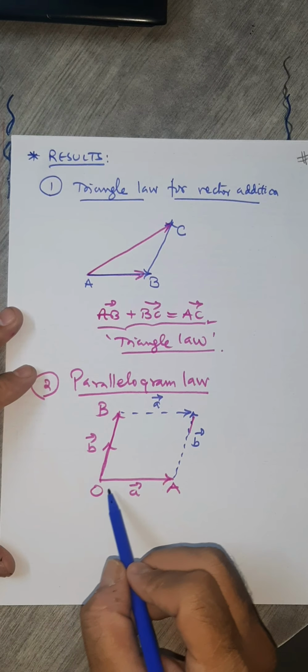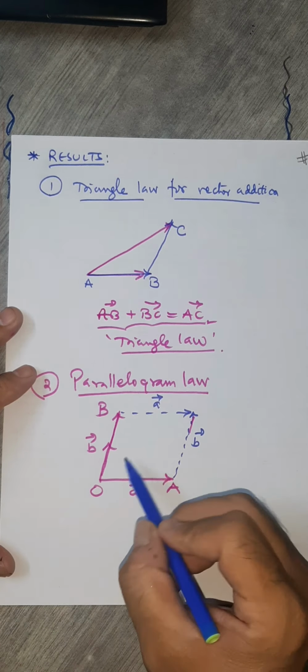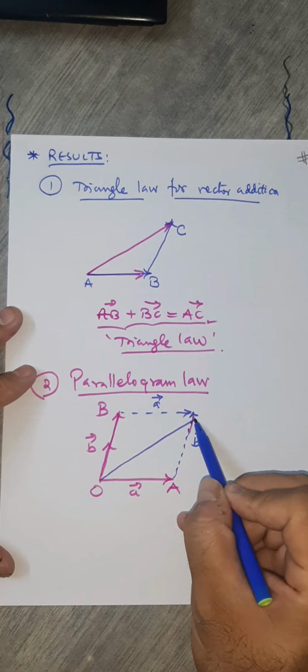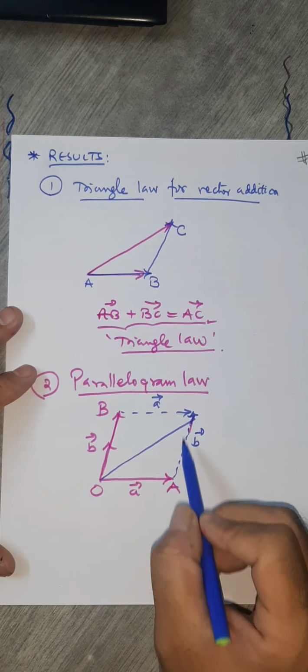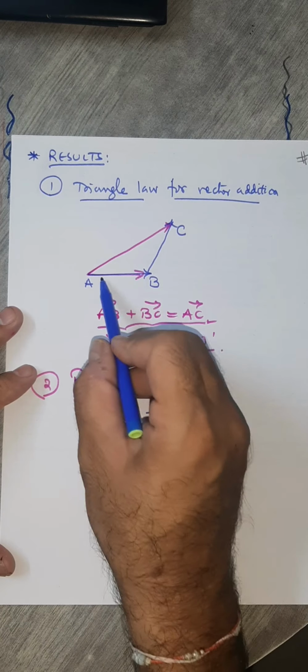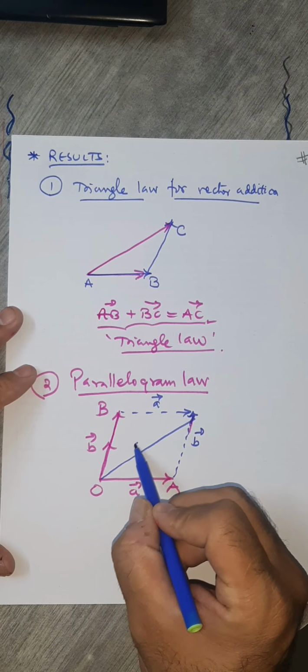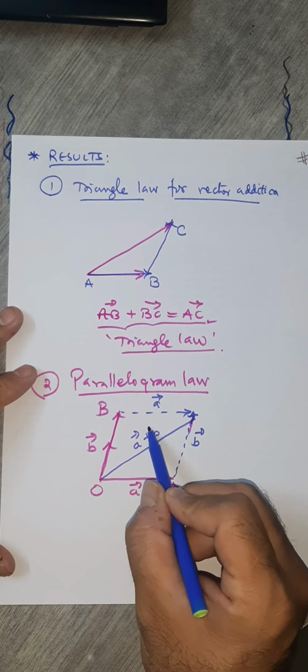So if I join this vector A, vector B, then this becomes a diagonal, and it has to be the sum of these two, as I did here. You see, AC is the sum of two sides. So this is nothing but vector A plus vector B.